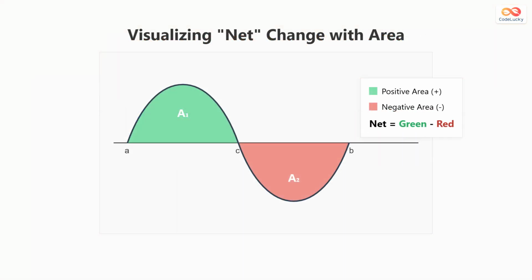We can see this distinction here. The integral calculates signed area. The green area above the axis is positive change, and the red area below is negative change. The net change is the green area minus the red area. If you wanted total distance, you would add the green area plus the red area.